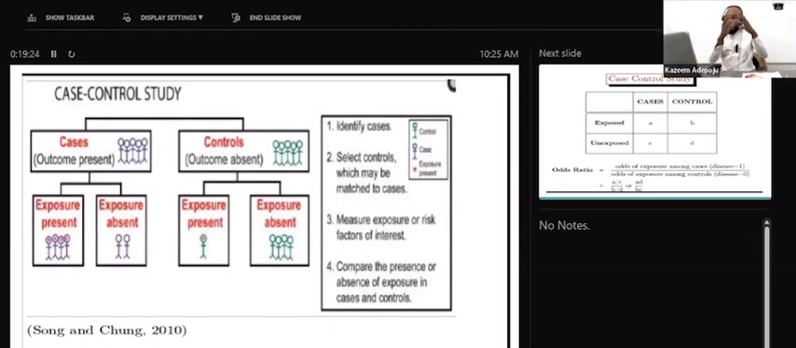Now we're going to partition those whose outcome is present into two, because we're going to ask them, you have the disease, does that mean you are exposed? Are you exposed to something or not? We're going to see some of them say they are exposed and some not. In the other group, we're also going to see that.